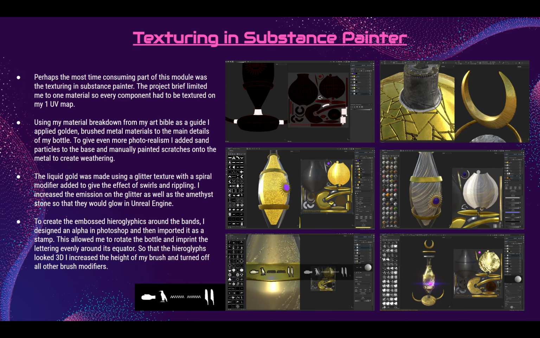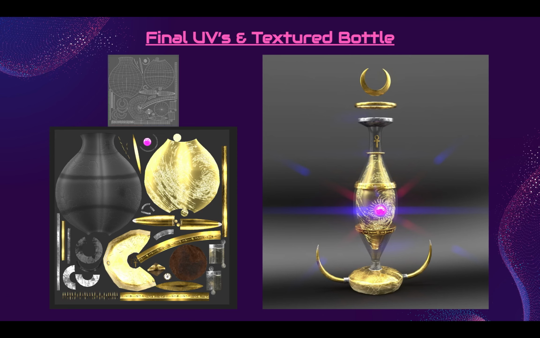To create the embossed hieroglyphics around the bands, I designed an alpha in Photoshop and then imported it as a stamp. This allowed me to rotate the bottle and imprint the lettering evenly around its equator. So that the hieroglyphs look 3D, I increased the height of my brush and turned off all other brush modifiers. These are my final UVs and my textured bottle that I created using Substance Painter.